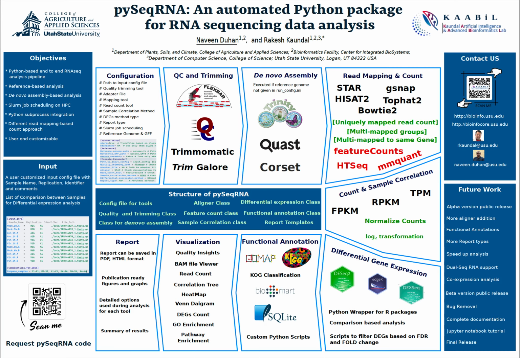Anyone can request the PySec RNA code by scanning this QR code on the left side. And our future work includes releasing the alpha version, adding more tools, adding more functional annotation, adding dual-seq RNA support, co-expression analysis, then releasing the beta version, then completing the documentation and final release. Thank you.